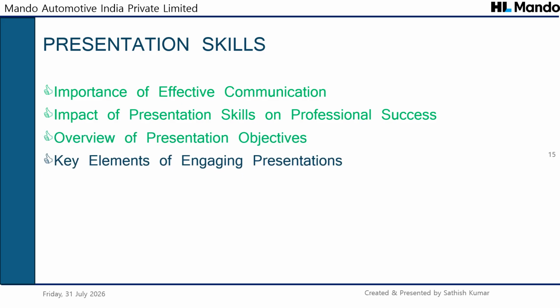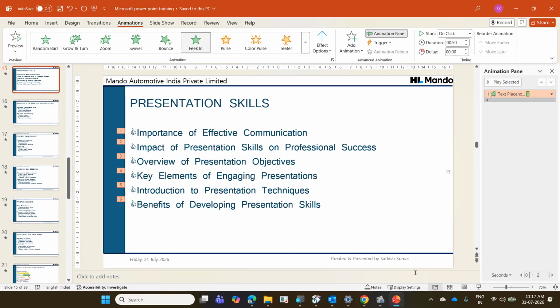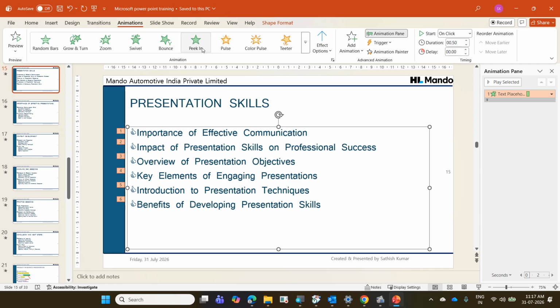First select the animation. Go to animation, peek in. After doing it, animation pane, arrow mark, effect options. After animation, change the color.